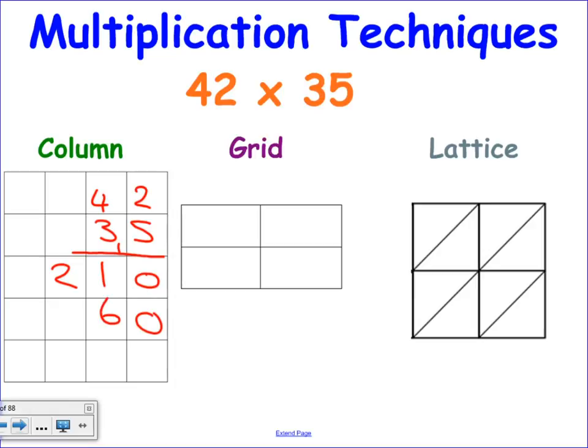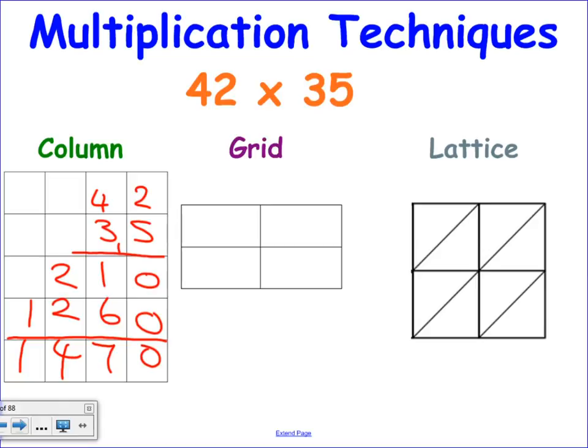3 times 2 is 6. 3 times 4 is 12. The two columns that you have there, you have to add together. 0, 7, 4, 1. That's what we call the column method. That's how I was taught how to do it. I had to learn these other two methods, okay? I personally think they're easier than the column method.